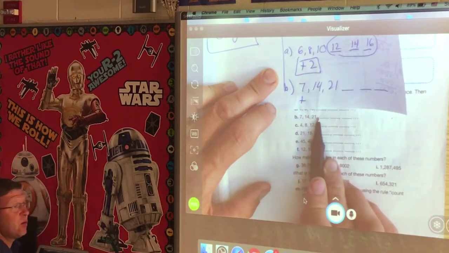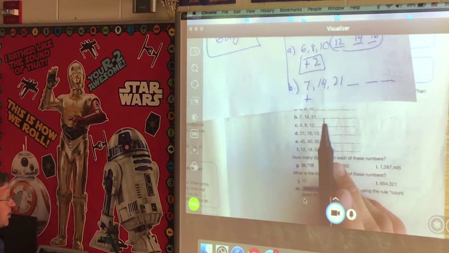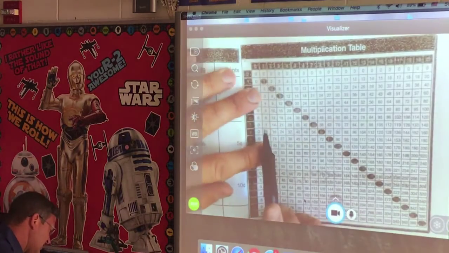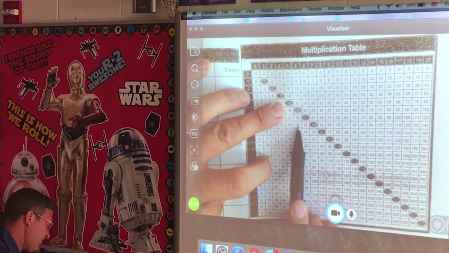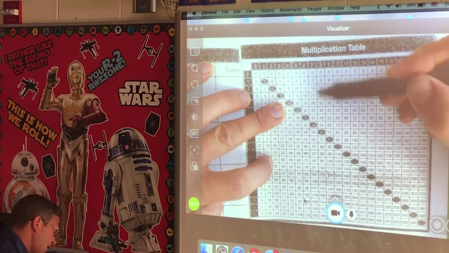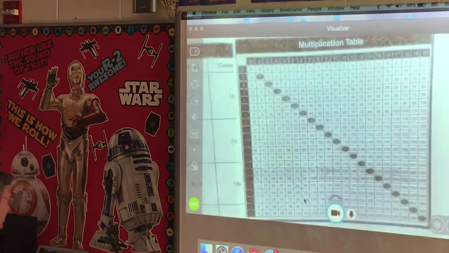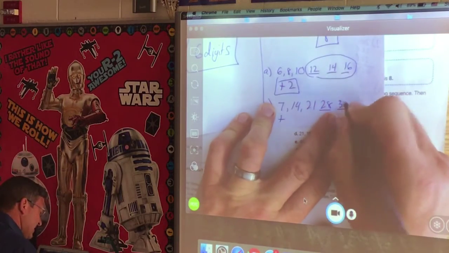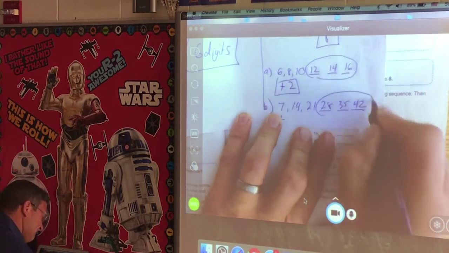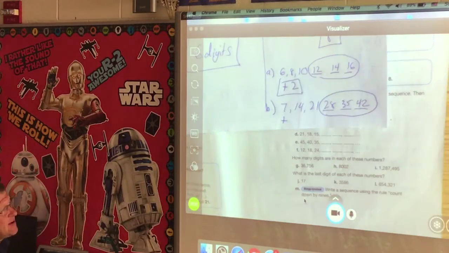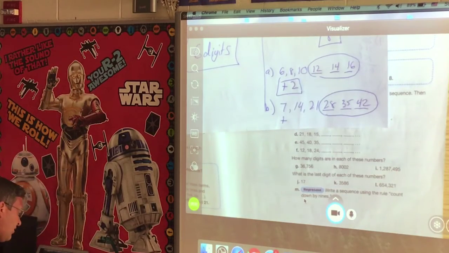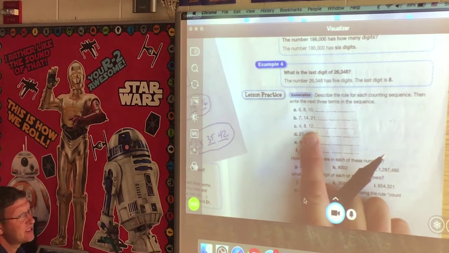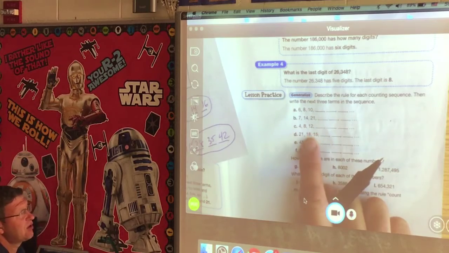How do I get from 14 to 21? 14 plus 7 is 21. Or I can find it on my chart here. Here they are, 7, 14, 21, 28, 35, 42. So in other words, we're skip counting by 7s. Okay? Let's find one that's going down. We'll skip C, 4, 8, 12, 16, 20, 24. Good. Go to D now.